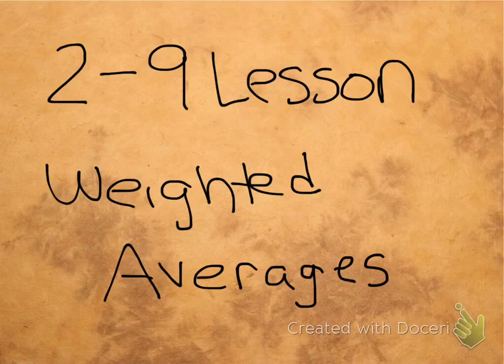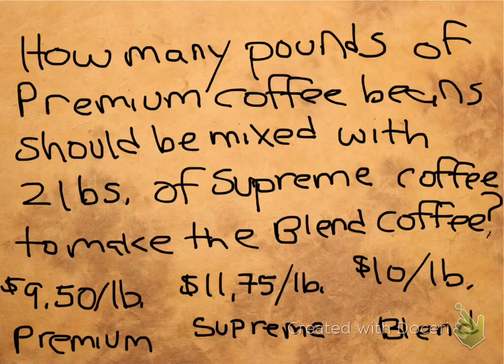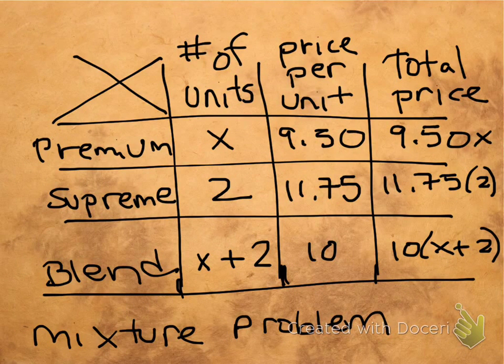We'll look at a few different problems, and then on your own, when you do the classwork, you're going to be determining what type of problem you need to solve and how it's solved based on these examples. The first one is: how many pounds of premium coffee beans should be mixed with 2 pounds of supreme coffee to make the blend coffee? This is considered to be a mixture problem.